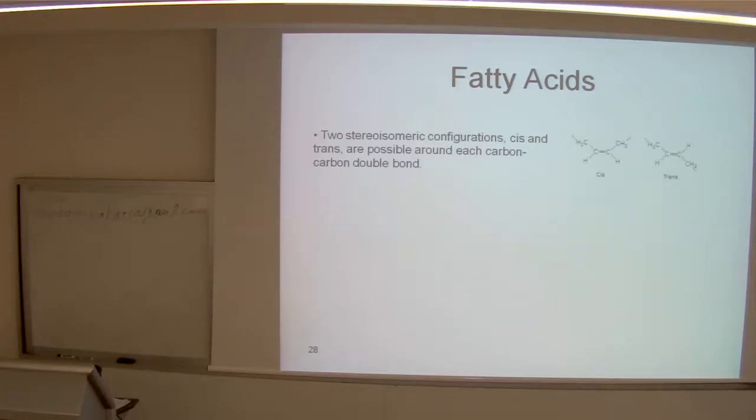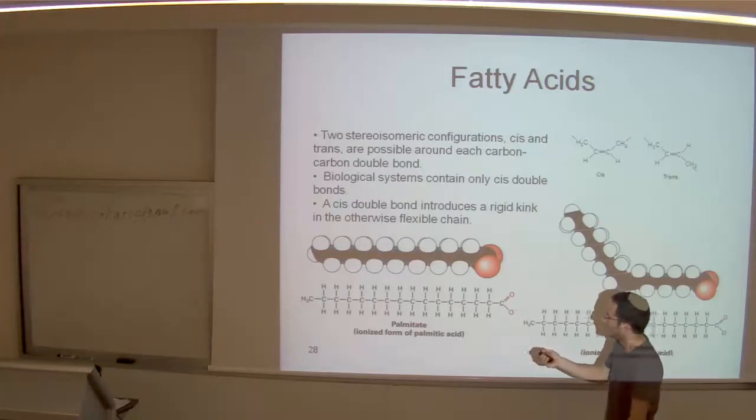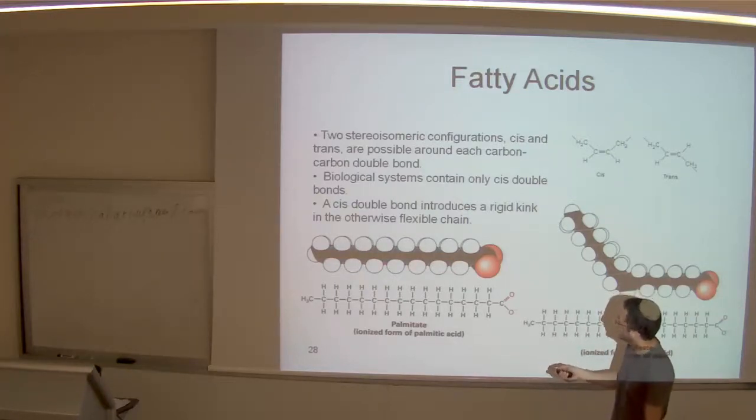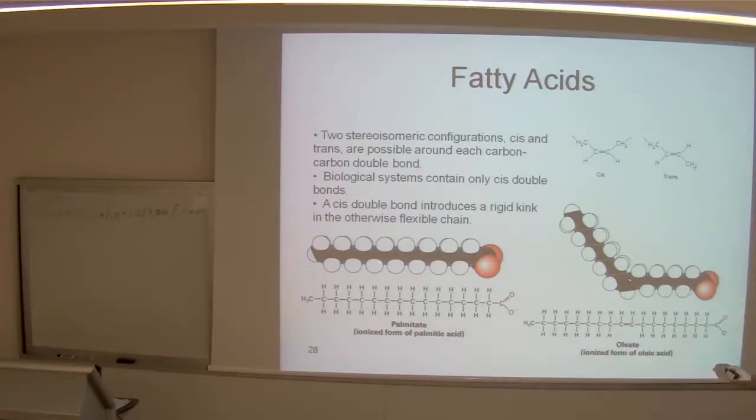Okay, two stereoisomeric configurations can exist around the double bond. So first, in a saturated fatty acid, when you have no double bond, there is a rotation around each single covalent bond, right? That's what we've already said. So on average, the molecule is linear. And this is not true when you have a double bond, which introduces a rigid, stable kink into the molecule.